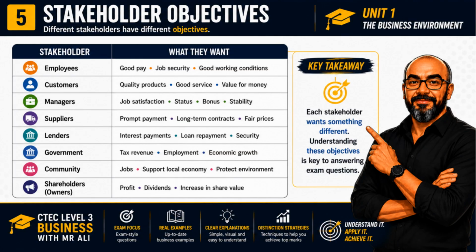Lenders want you to pay those interest payments back, repay the loan back, and they want security for lending you money. Government wants to get their tax from you, whether that's VAT or the income tax, capital gains tax. They want to make sure that the country is constantly employing people. So they look at individual businesses to provide that employment opportunity. And they want to see economic growth within the business, within the local area, the local community, and then the wider national economy. So GDP, gross domestic product.